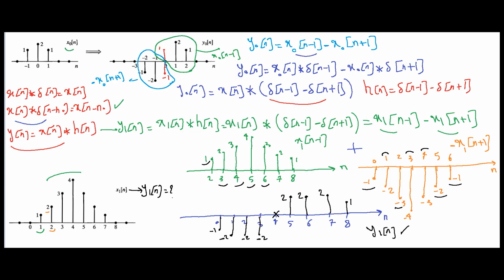This example demonstrates how convolution properties and impulse response can be used to determine the output of an LTI discrete-time system without performing direct convolution.